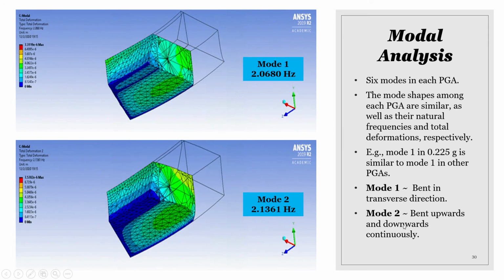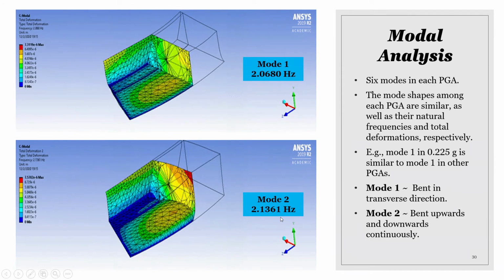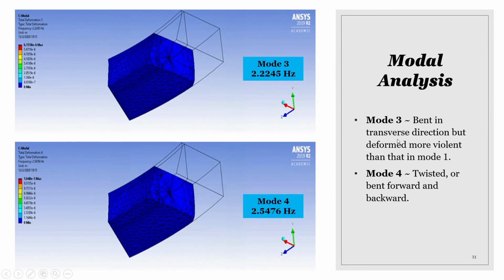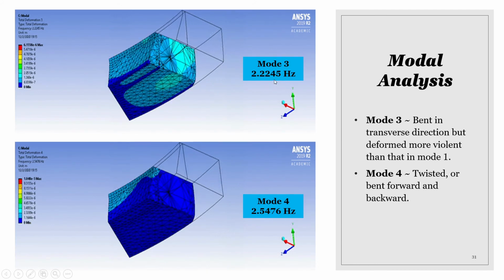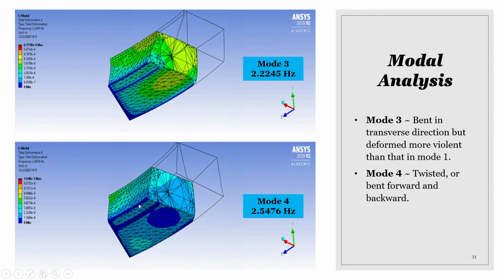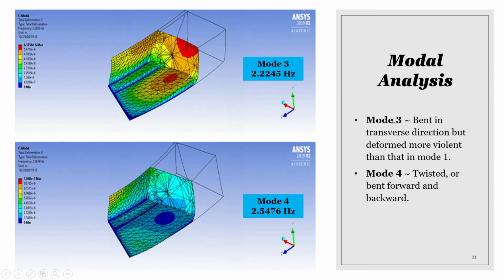In mode 2, the dam model bends outwards and downwards continuously with a natural frequency of 2.1364 Hz. In mode 3, the dam model bends in transverse directions but deforms more violently than in mode 1, with a natural frequency of 2.2245 Hz. In mode 4, the dam twisted or bent forward and backward with a natural frequency of 2.5476 Hz.